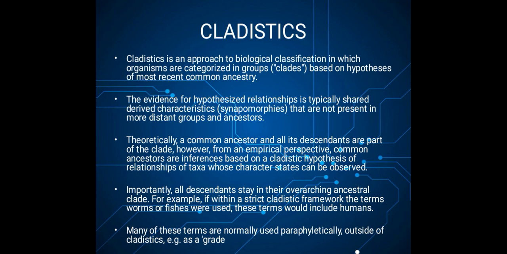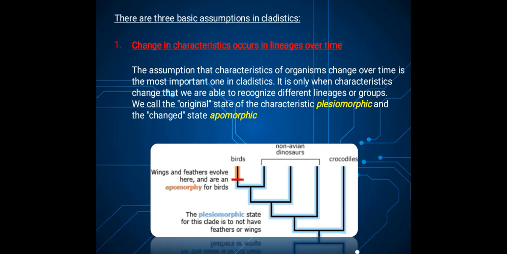For example, within a strict cladistic framework, the terms worms or fishes would not be used, if the terms could include humans. Many of these terms are normally used paraphyletically outside of cladistics as a grade. There are three basic assumptions in cladistics. Change in characteristics occurs in lineage over time. The assumption that characteristics of organisms change over time is the most important one in cladistics.